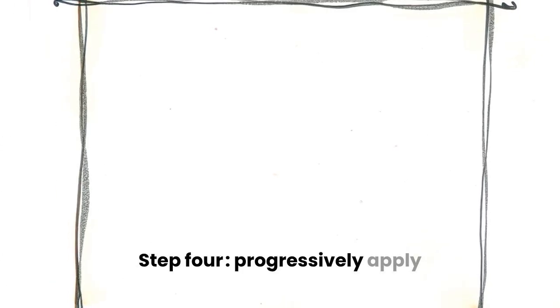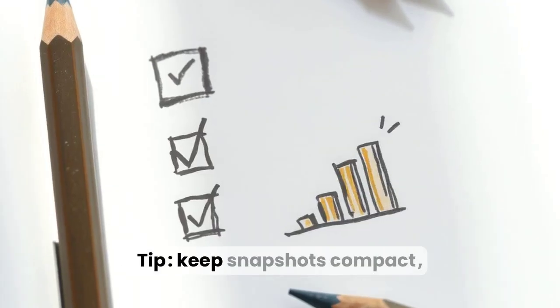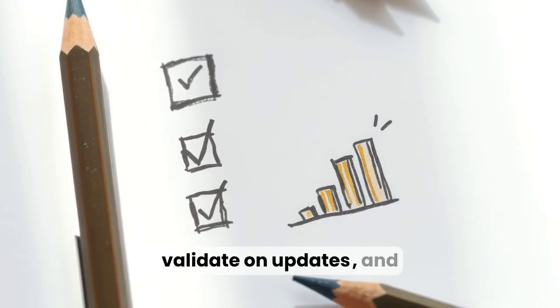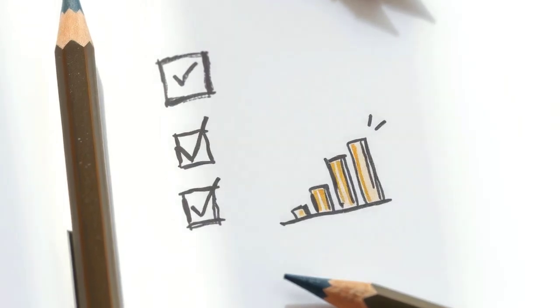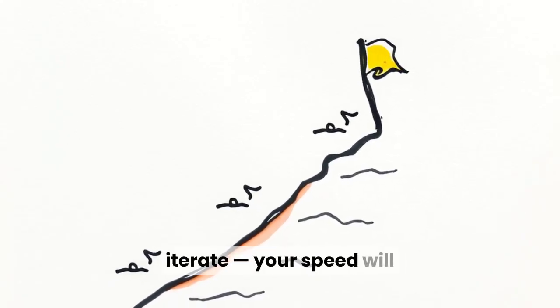Step 4. Progressively apply diffs to render the smallest first, then refine. Tip: keep snapshots compact, validate on updates, and monitor cache hit rates. Start with a small feature, test a snapshot flow, and iterate. Your speed will improve.